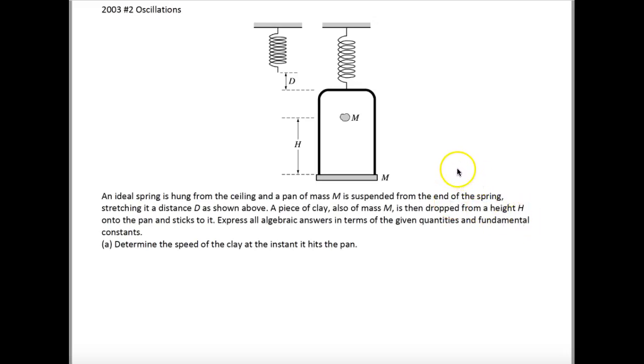Hey, this is Warner, and this is the 2003 Mechanics AP Physics C exam, and we are going to take a look at this very first problem. This is actually number 2.